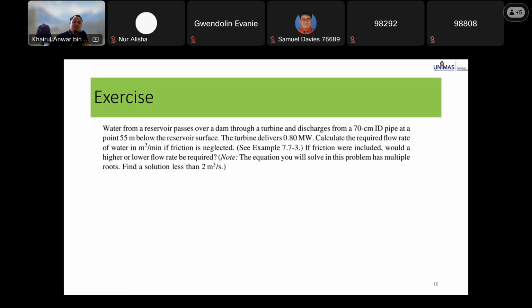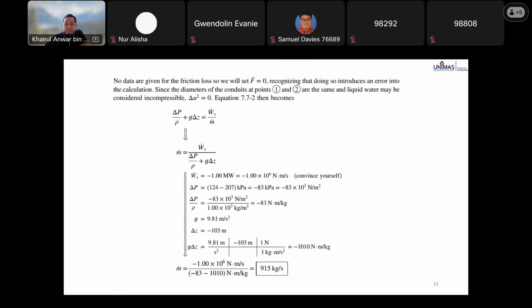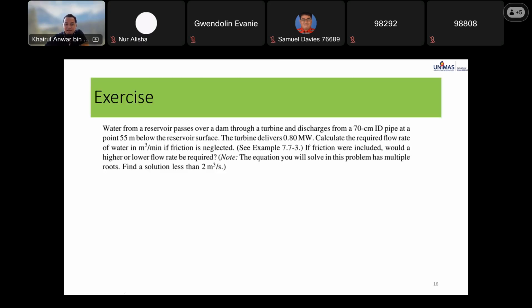So in order to maintain the turbine delivered, meaning you need to have a higher flow rate because of the friction. The friction you solve in certain has difficulty. So it's another. Oh yeah, what is it?